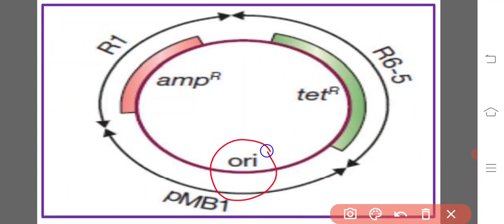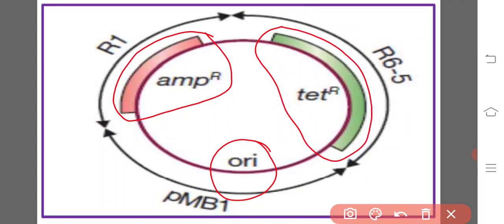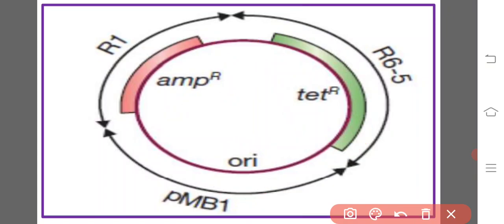This is the ORI site, and this is the gene which shows resistance against ampicillin, and this is the gene which shows resistance against tetracycline. And the genetic marker works like this: for example, in the ampicillin resistance gene there are 2 sites, let us assume. We cleave the DNA at one site and insert a new gene here. Whenever you cut the ampicillin R gene region, the ampicillin R gene gets inactivated.